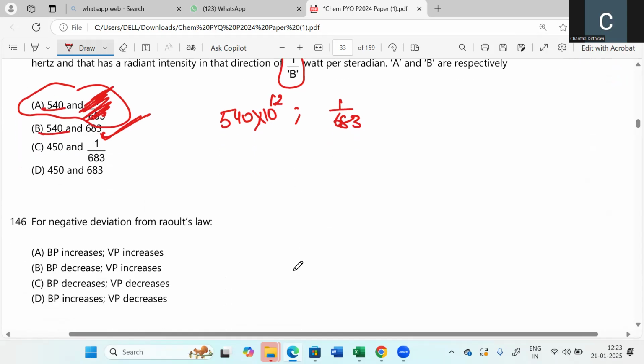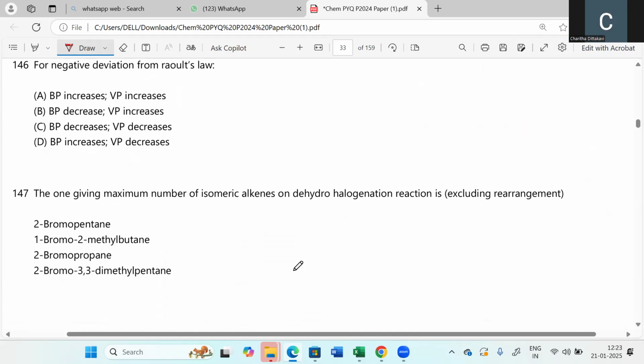Next, for the negative deviation of Raoult's law, your vapor pressure decreases. If vapor pressure decreases, things are not vaporizing, which means boiling point increases, right? So things are not vaporizing, boiling point increases.